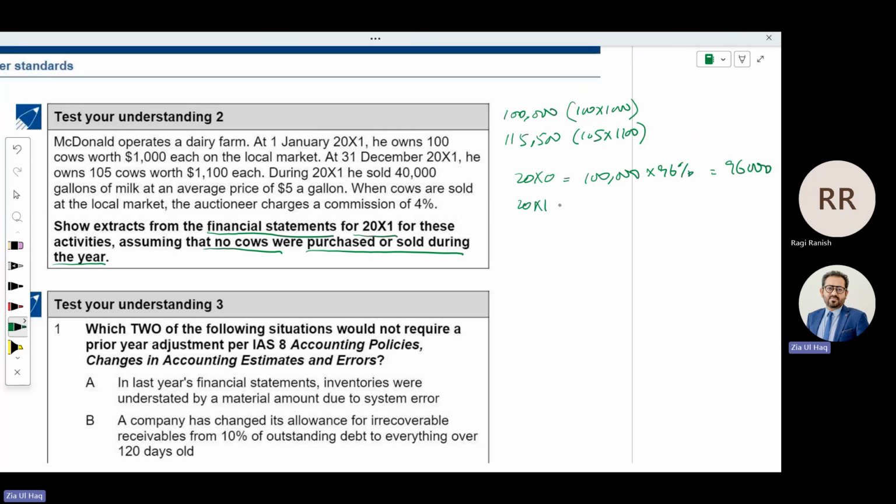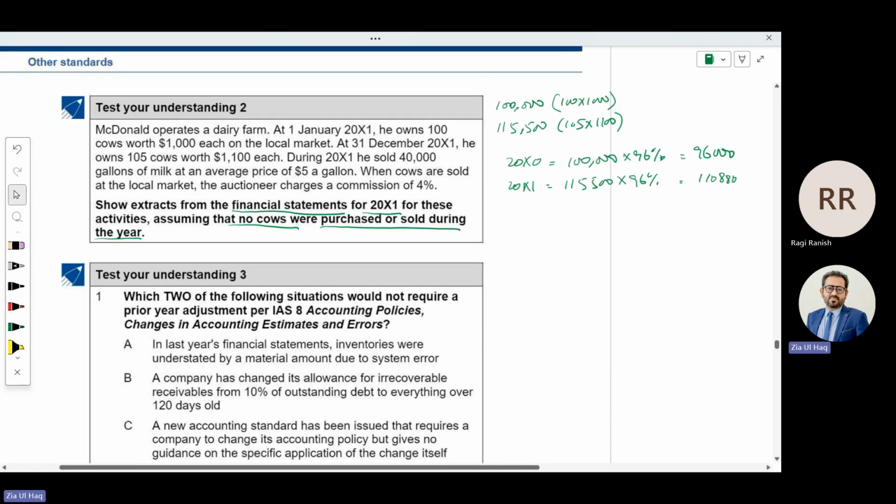Now at the 20x1 year end, the value is 115,500 into 96%. What's the value now? 110,880. At this value, the asset should be recorded in the statement of financial position. What is the difference? Is there any gain or loss? How much is that? 14,880.